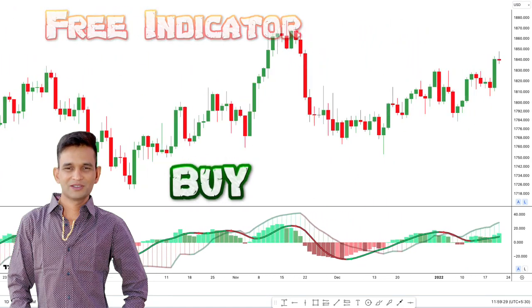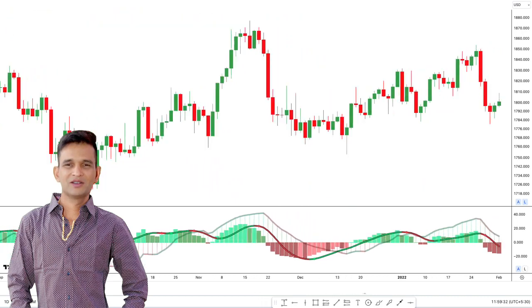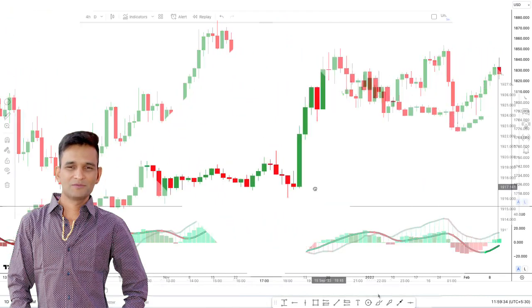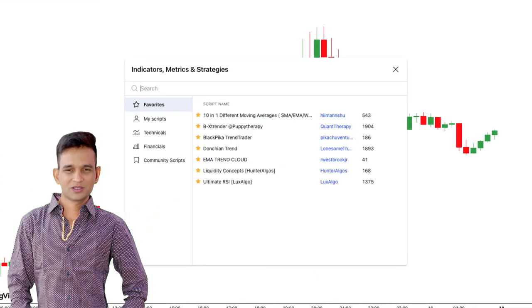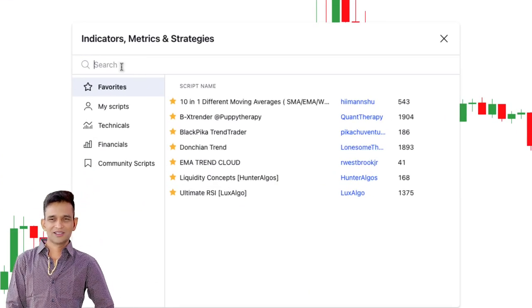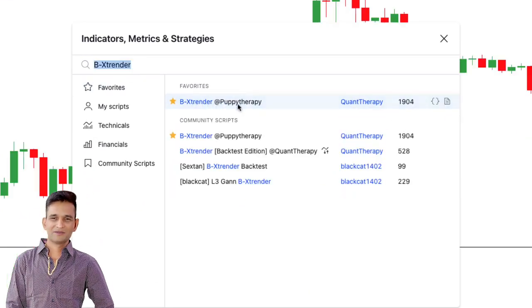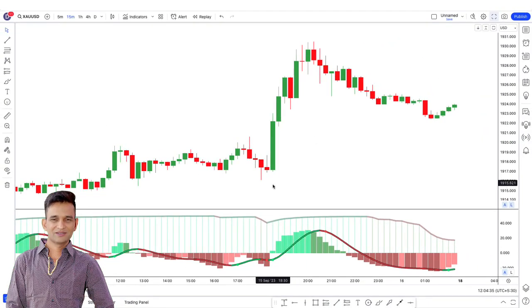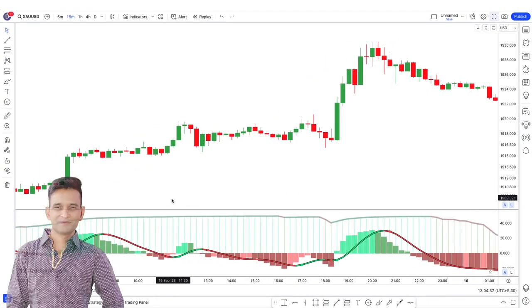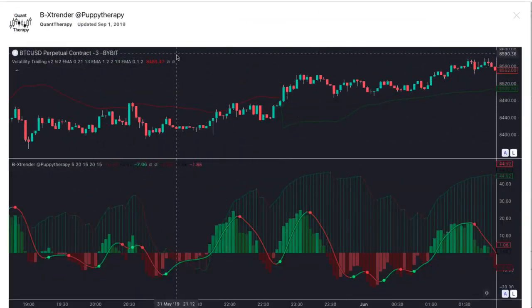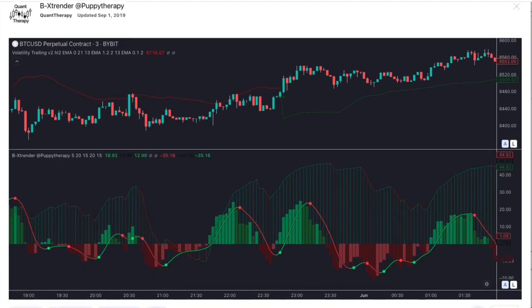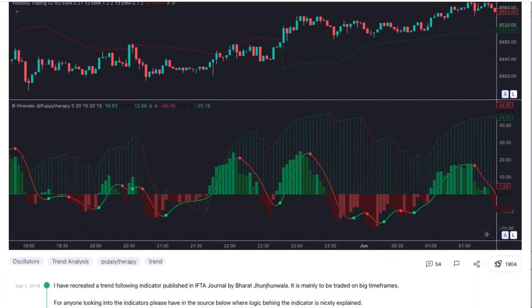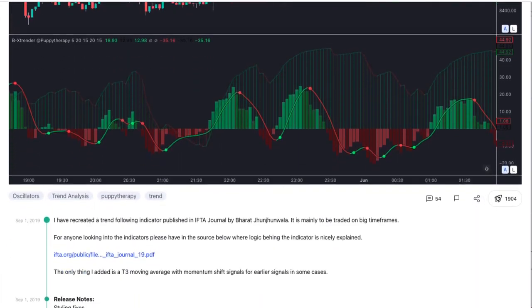This trade was captured using the indicator, and as you can see here, the indicator in question is called Xtrender. Go to the indicator tab and find Xtrender. It is provided by Quant Therapy. Add it to your chart. If we look at the developer's notes, we can see that the methodology for this indicator was proposed by the International Federation of Technical Analysts, an organization that has been professionally certifying traders around the world since 1987.